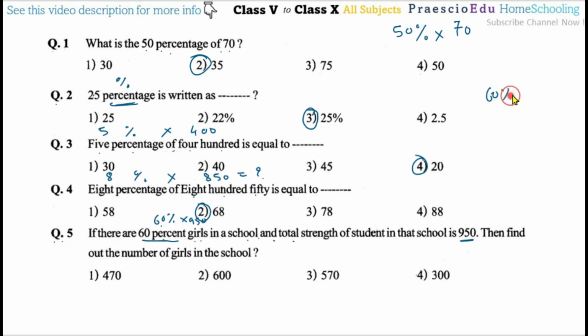60% multiply by 950. So 60 by 100 multiply by 950. So this 0 gone, this 0 gone. Now 6 multiply by 95. So 6 multiply by 95, 6 5s are 30, 3 carry, 6 9s are 54 plus 3, so this is 57. So 570. So girls are 570 out of 950. Okay, so 570 means option number 3 is the correct one.